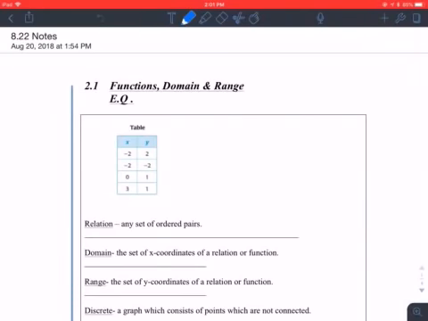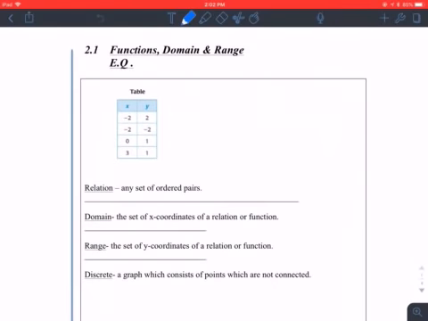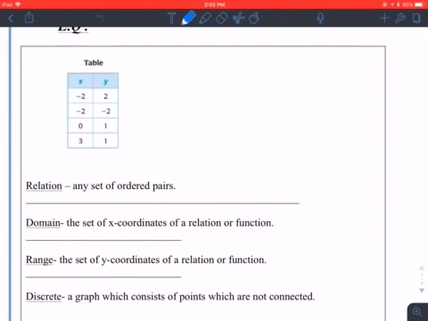Okay, the notes for today will cover functions, domain, and range. Most of this is review from Algebra 1, so it's basically just definitions. But based on this table that we're given, let's talk about a relation. So a relation is any set of ordered pairs.